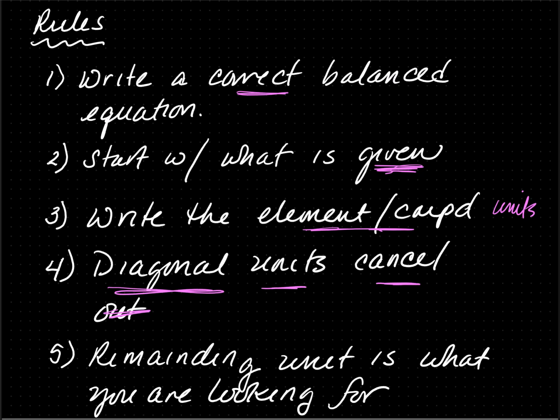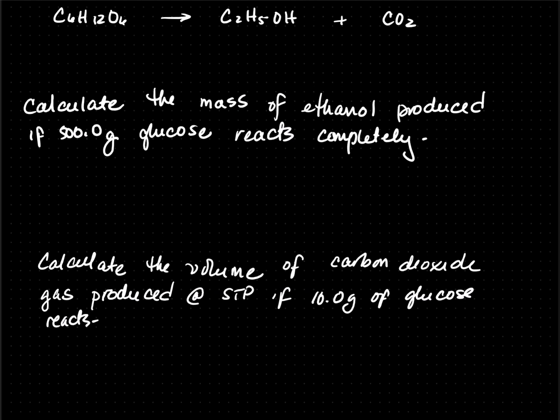If it's grams, then you know it's molar mass. If it's liters, you know it's molar volume. If it's other molecules, atoms, ions, or particles, then you know it's Avogadro. The remaining unit is what you are looking for. What that means is after you cancel everything out, the leftover unit should match what you are looking for. If it does not match, you did something wrong or the units did not cancel out. So redo the problem. Pause the video, solve the following, and then check your answer.